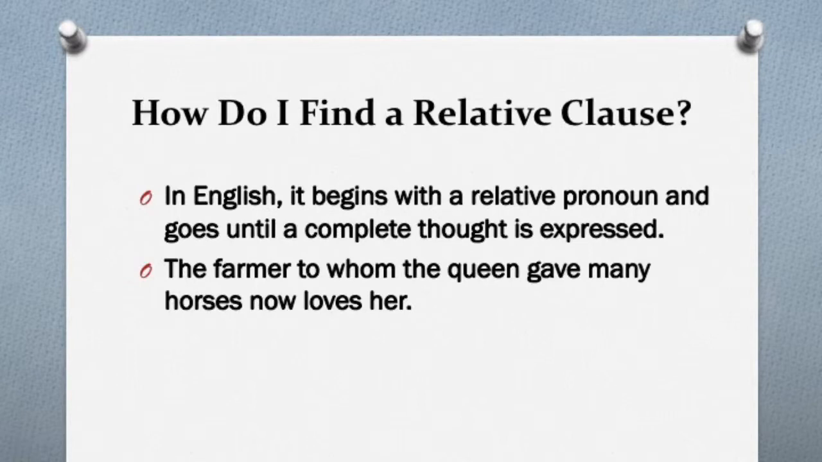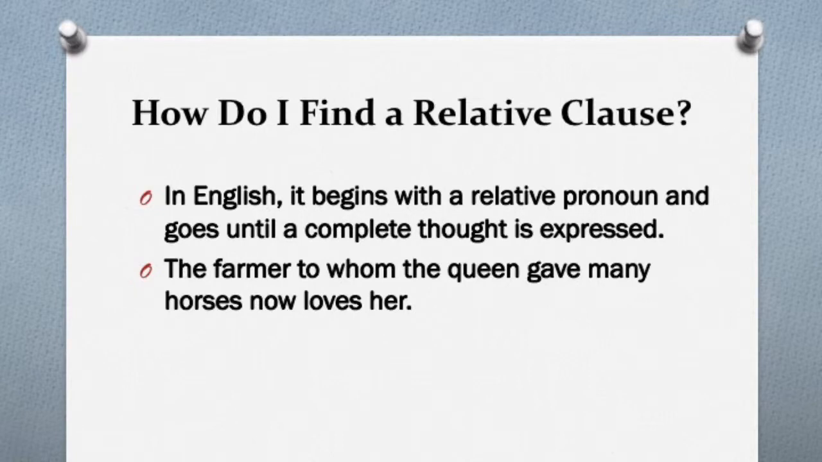Now let's talk about where it ends. If I make it end at the end of the sentence, then that means that everything from to whom all the way to the period is the relative clause. And the part that's left over, the farmer, should be a complete sentence, but it's not. So my relative clause ends before the end of the sentence. How do I know where?